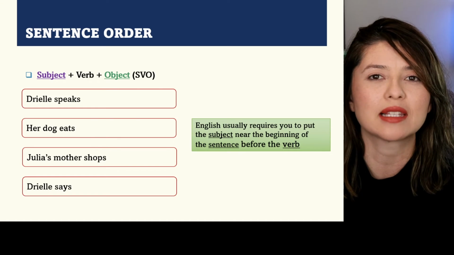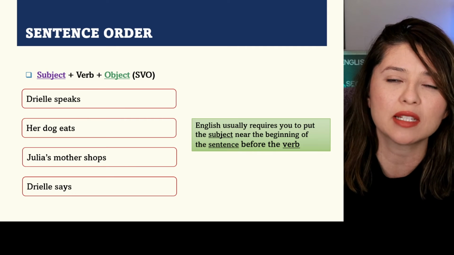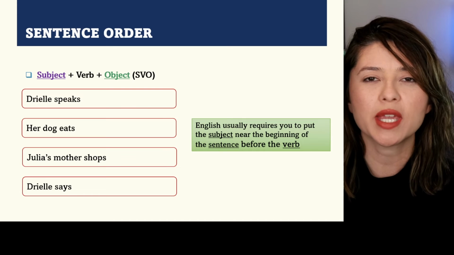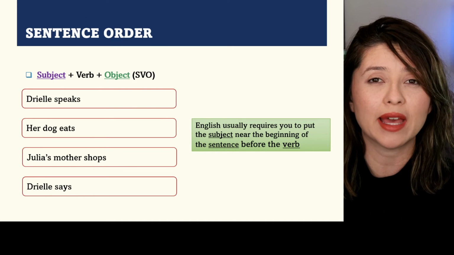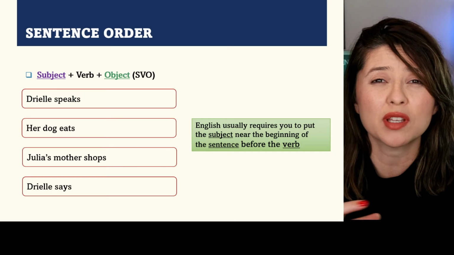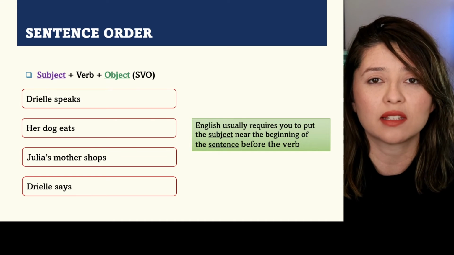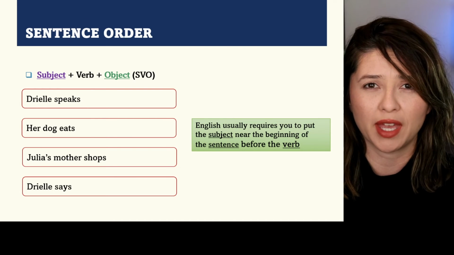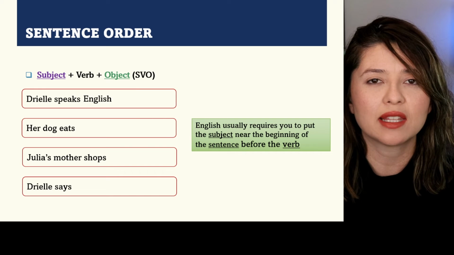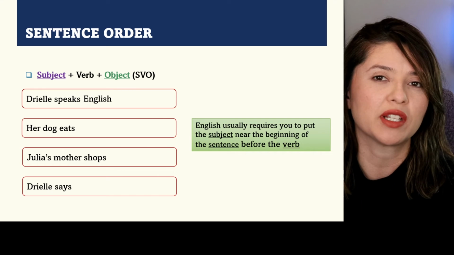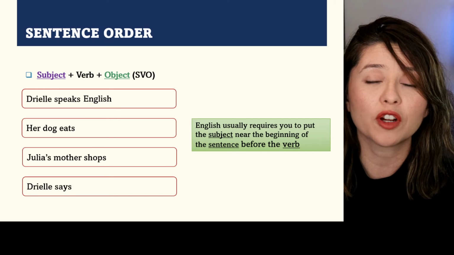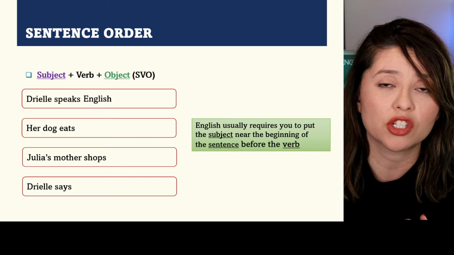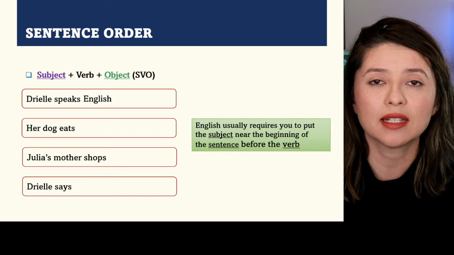The next basic sentence is the one that is formed by subject, verb, and object. So Drielle speaks. Speak here is a transitive verb, meaning that it needs an object, something to transfer the action to. So if I say Drielle speaks, the other person is going to be like, okay, what does she speak? So Drielle speaks English. Now it makes perfect sense because we have a subject, a verb, and an object. The object is the one that is receiving the action, the complement. So your sentence makes sense.